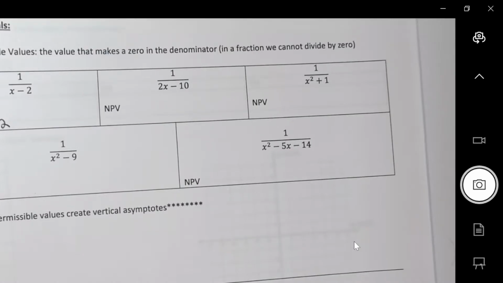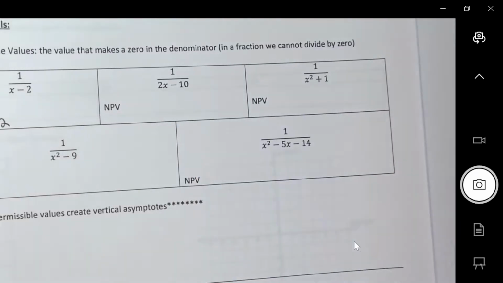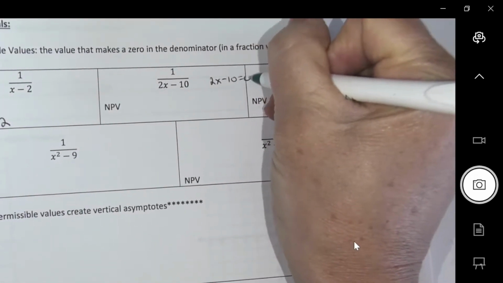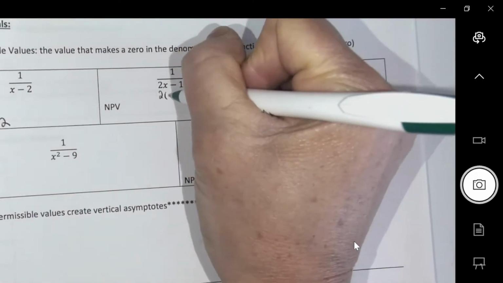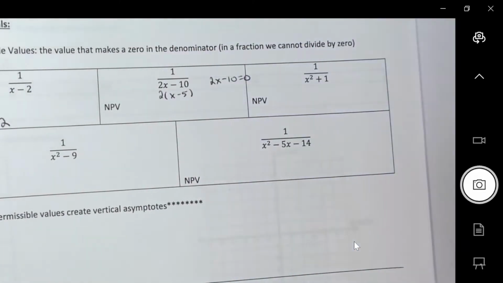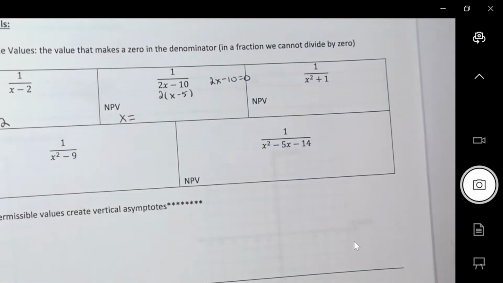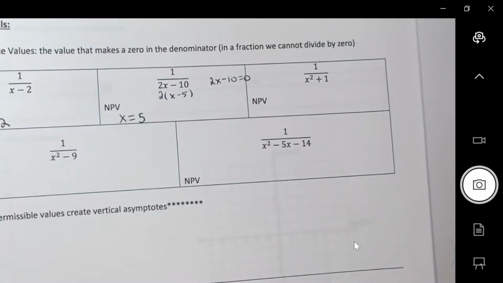Non-permissible. Okay. Some of you might just see it, but if you don't, you could set this equal to 0 and solve, or you could GCF. What is the number I don't want? 5. If x is 5, 2 times 5 is 10, 10 subtract 10 is 0.